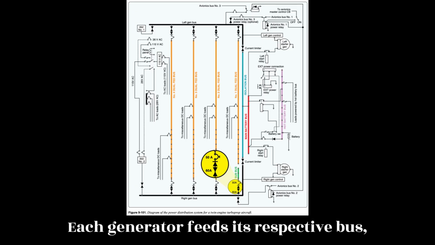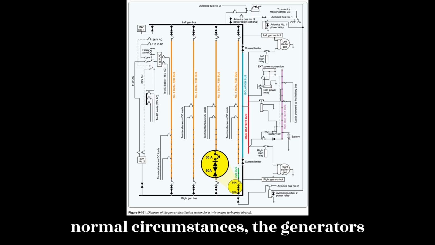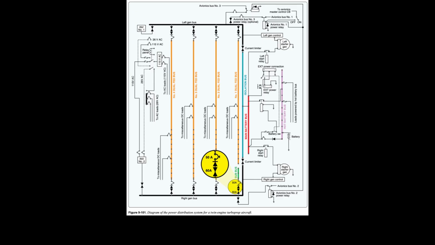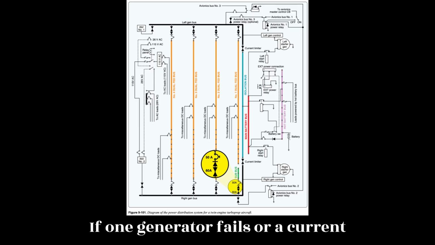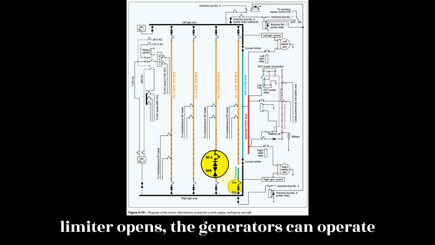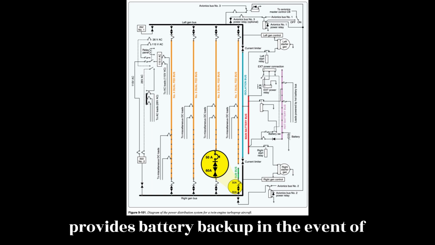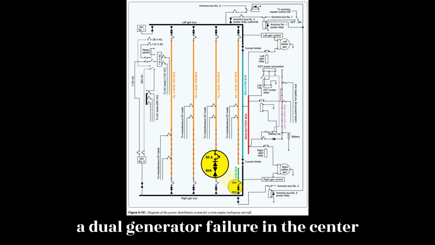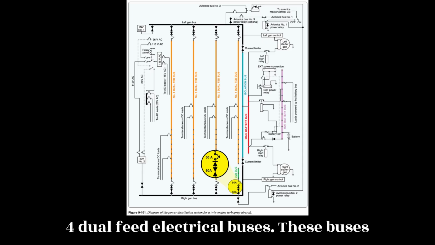Each generator feeds its respective bus, and since the buses are connected under normal circumstances, the generators operate in parallel. Both generators feed all loads together. If one generator fails or a current limiter opens, the generators can operate independently. This design allows for redundancy in the event of failure and provides battery backup in the event of a dual generator failure. In the center of figure 9.101 are four dual-feed electrical buses.